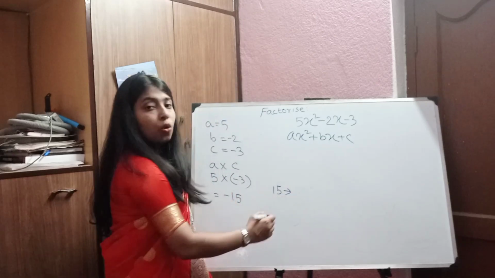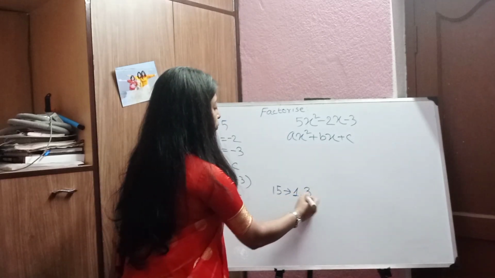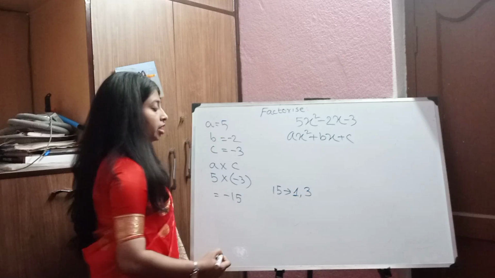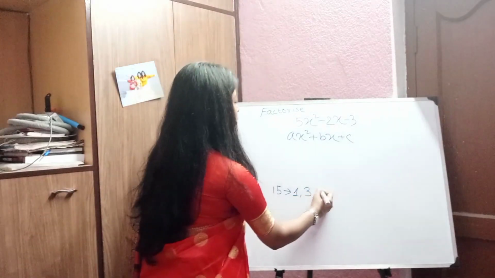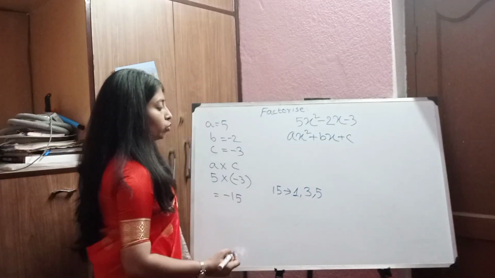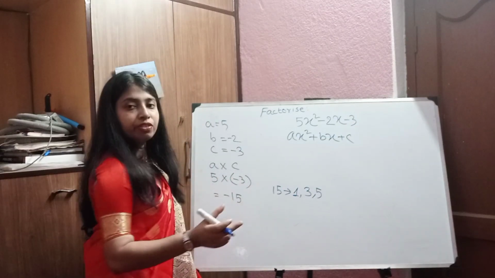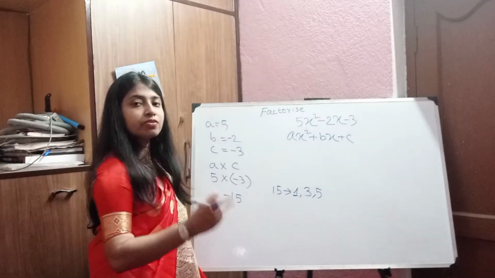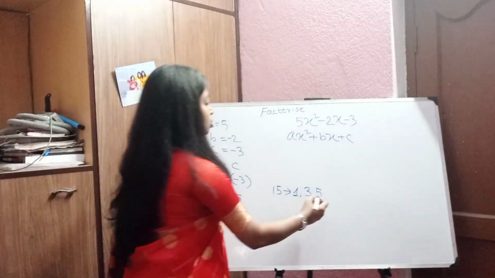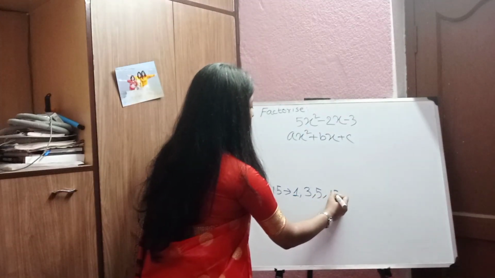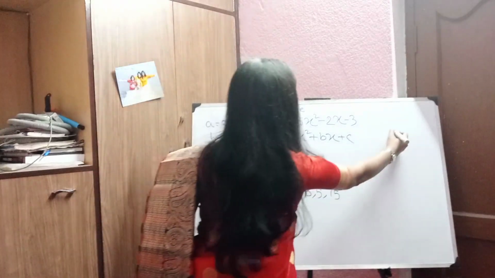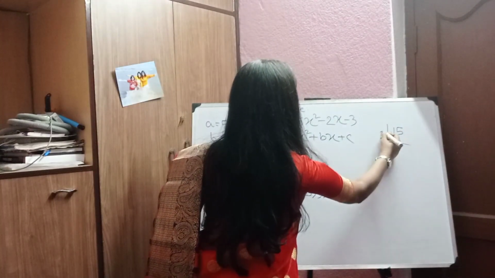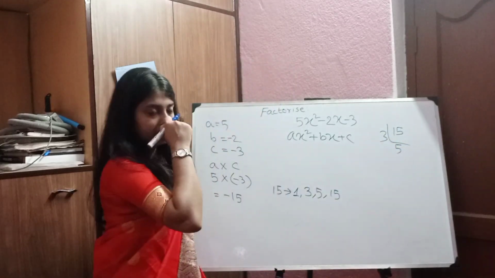15 has factors 1, 3. We have 15 in the multiplication table of 3. Now 3 into 5 is 15. So the next factor will be 5. And I don't think in between 5 and 15 there is any other number which has 15 in its multiplication table. So the next factor will be 15. Also, if we do prime factorization of 15, we get 3 multiplied by 5 is 15.